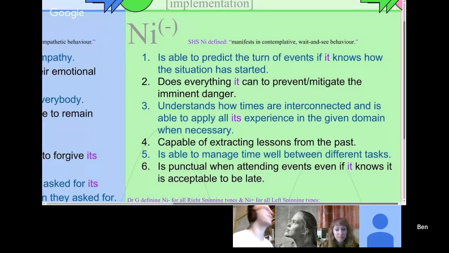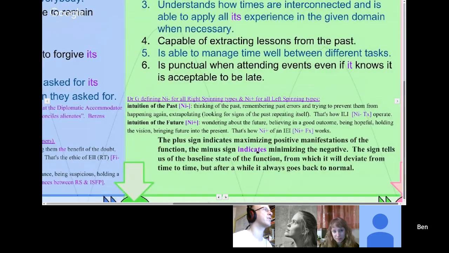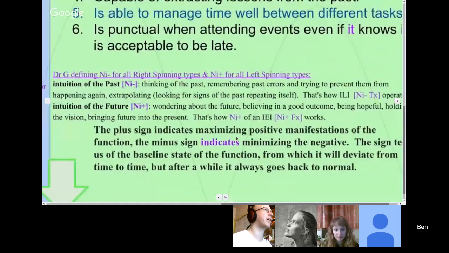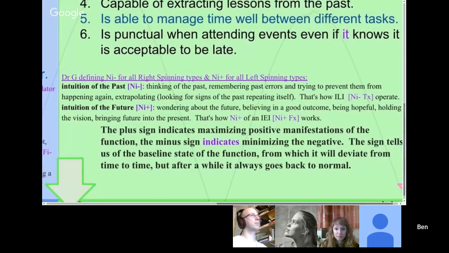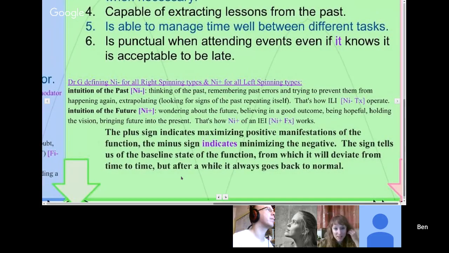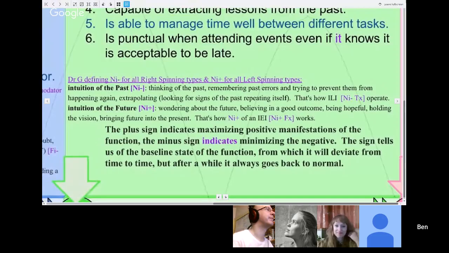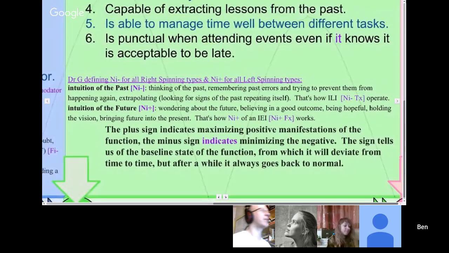Before you continue, I'll just put a little bit of how Victor defines NI minus and plus there. There we go. Okay, I will be there in a minute. Okay. Oh, she's gone away. Oh, well, I will talk about this then.